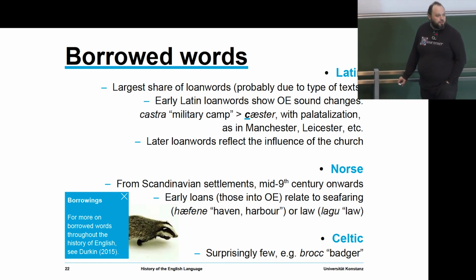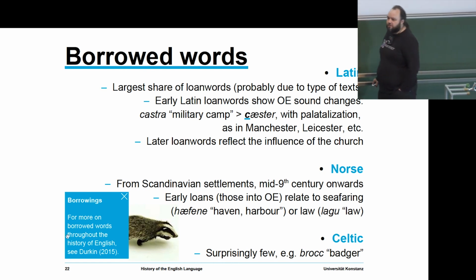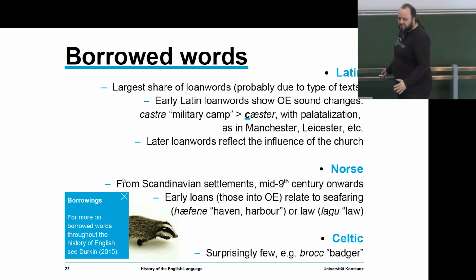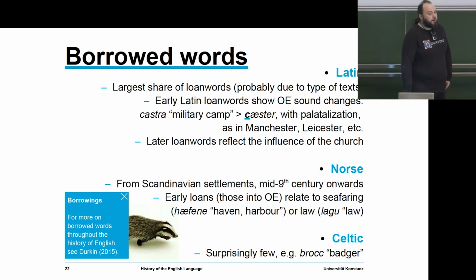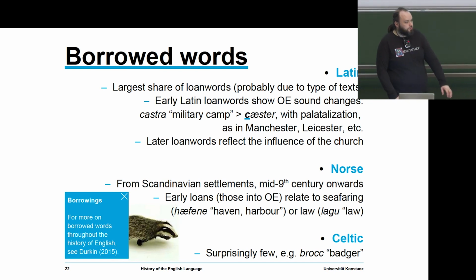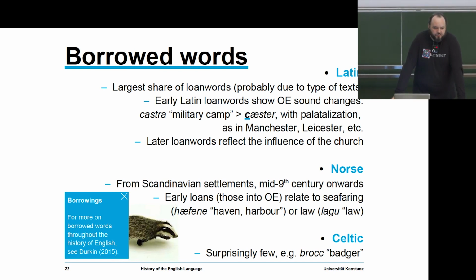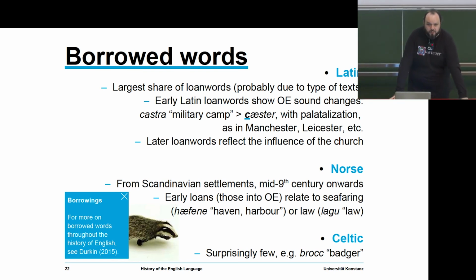It comes from the Brythonic Celtic languages that were there in the British Isles before Old English, before the speakers of Old English arrived. If you want to find out more about borrowings, there is a nice recent book by Philip Durkin, who's the editor of the Oxford English Dictionary, which will tell you more about these words, not just in Old English, but throughout the history of the language. So this is a useful resource as well. The full details are given at the end of the slides.